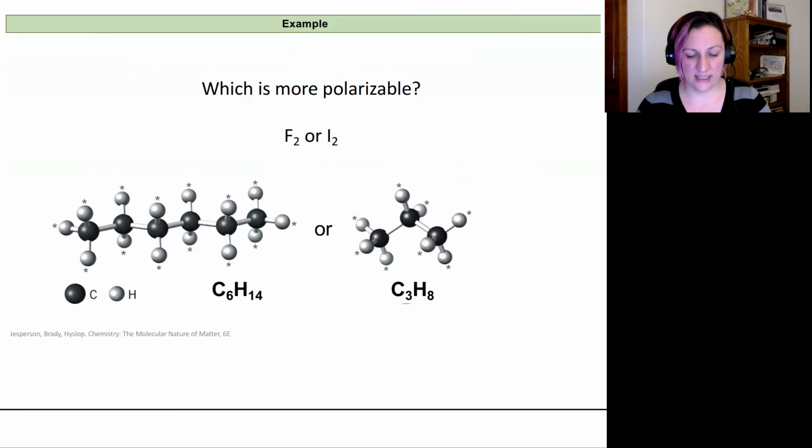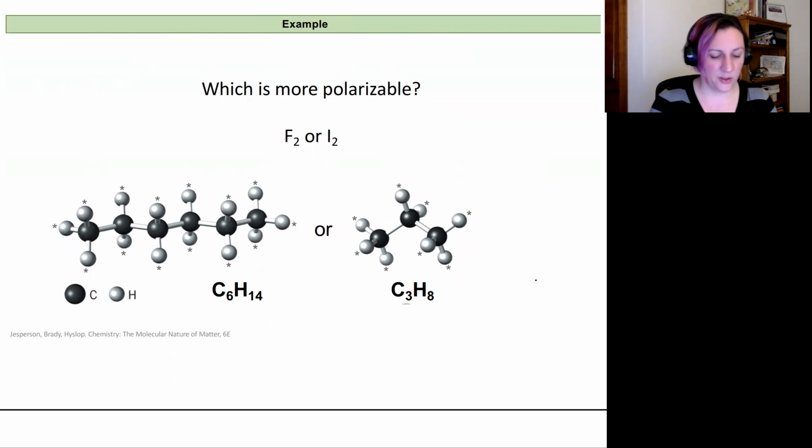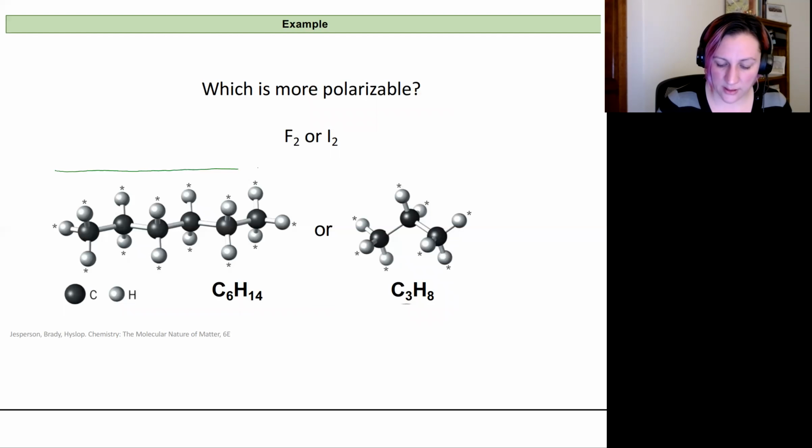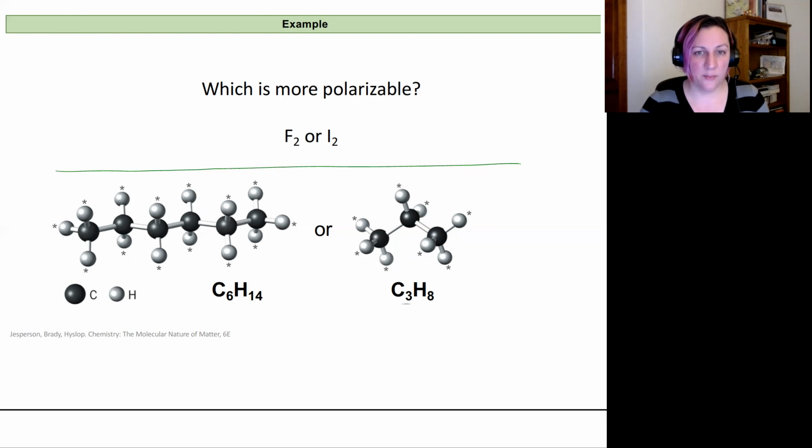All right, let's look at an example here. So I've got two separate examples. They're kind of lost here. I'll put a little line. So first, let's compare fluorine and iodine and decide which one is more polarizable.